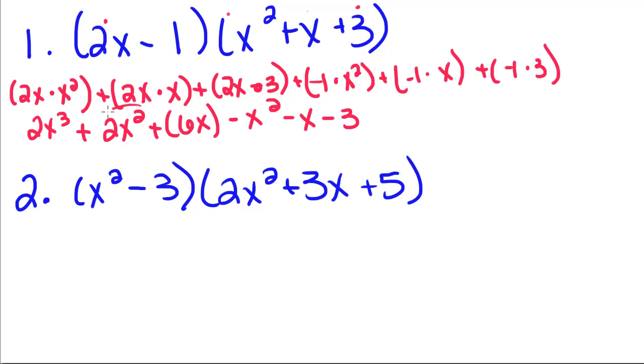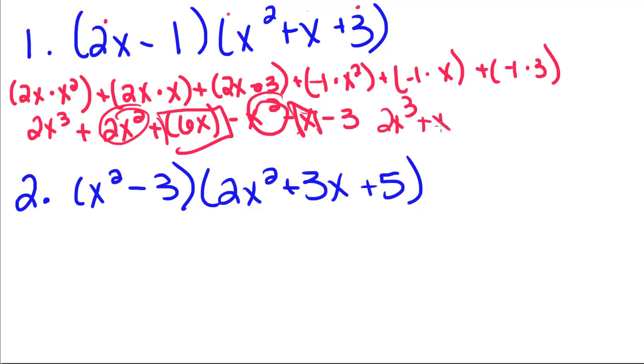We can combine our like terms. Oh, I boxed in the wrong one, that one. Okay, so 2x cubed stays the same. We have a positive 2x squared and a negative x squared, so we're going to get a positive x squared, 6x and negative x gives us positive 5x, and then we just have a negative 3 hanging around. So this is going to be our last example.